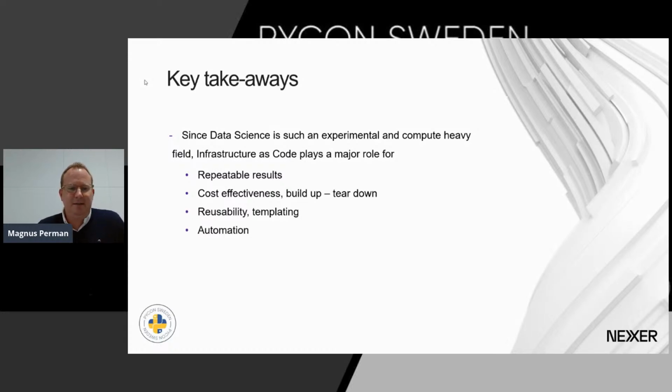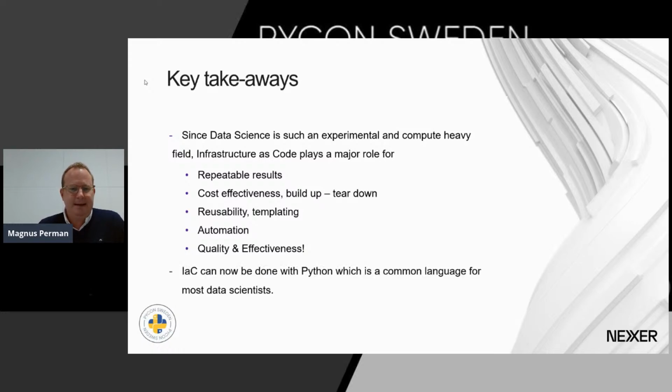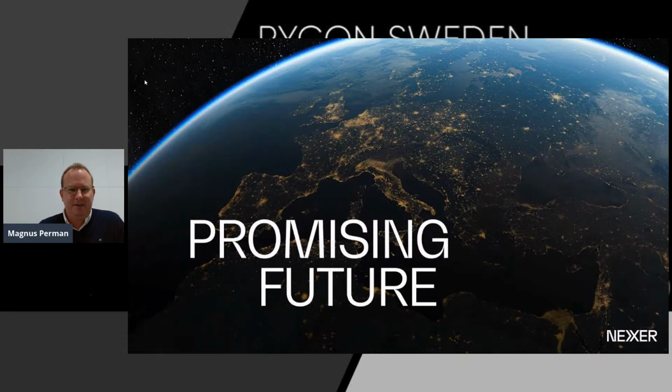So you are connecting this to the DevOps or MLOps cycle here. So you're actually automating the infrastructure. And in short, what you build is quality and effectiveness with the infrastructure as code. And infrastructure as code can now be done with Python, as we saw before. So we have Python as a common language for most of us data scientists. So it really empowers us to be able to handle the infrastructure in a really good way now as well in code. So that turns us into the next picture here. It's a promising future with Python for the infrastructure as code as well.